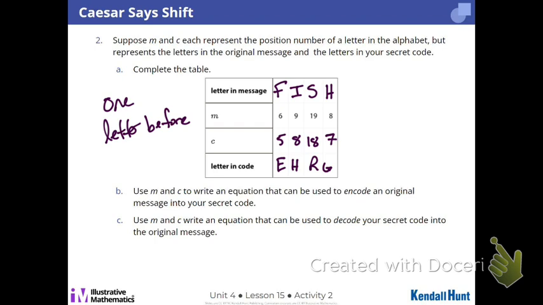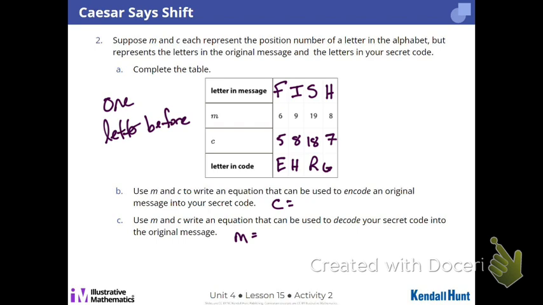Okay, your job with your partner is next, B and C. I need you to write an equation to help us encode, to go from original to new. An equation, I'll get you started with it even. We're going to be looking at how do we get to the C value. Then for C, you're going to write an equation to decode, to undo that. So for C, we're going to be looking at M equals. You need an equation that's going to work for any word. One before to encode, and then one to decode.